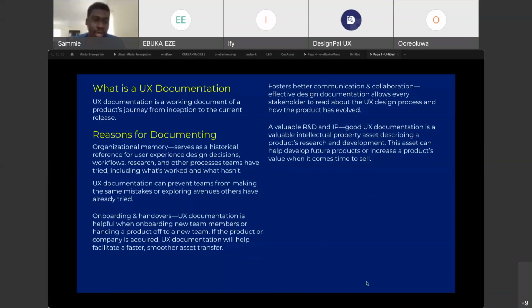So yeah, UX documentation can prevent teams from making the same mistakes and exploring avenues others have already tried. I just gave an example. Onboarding and handovers.